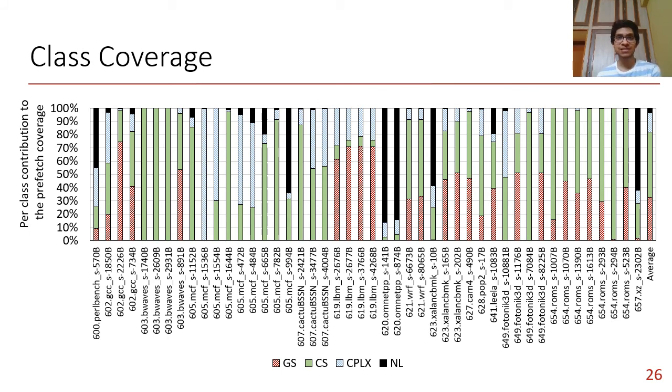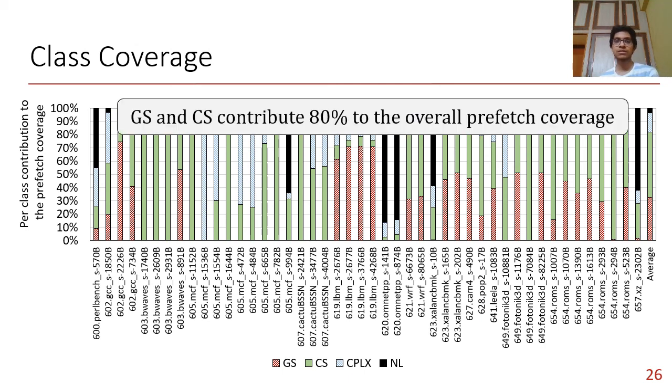Let's look at how each class contributes to the overall coverage. CS class contribution to the prefetch coverage is fairly consistent across the benchmarks. The next most useful class being the GS class. CPLX class is helpful in benchmarks like MCF, Cactus, and Photonic. The use of next line prefetcher in some of the benchmarks indicates the presence of irregular accesses. Together, GS and CS classes contribute to 80% of the overall prefetch coverage of IPCP.